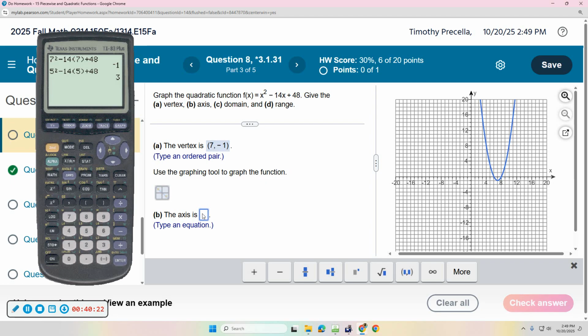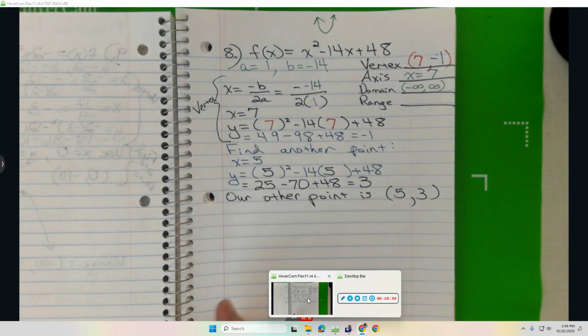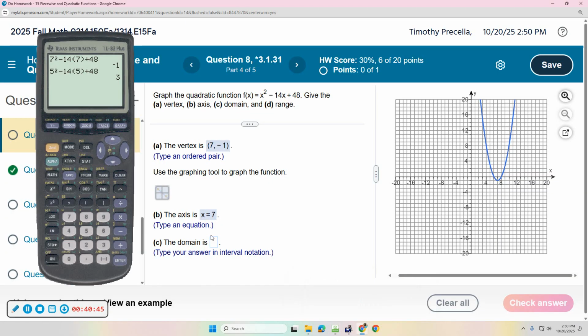7. So you type x equals 7. I think on number 7 they give you the x equals. The first graphing parabola problem, I think they try to make it easy for you by giving you the x equals. But none of the others give you that. You have to type it in yourself. The domain is negative infinity to infinity. So, I'll type that in.